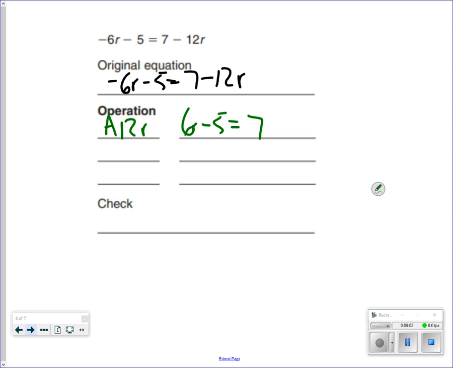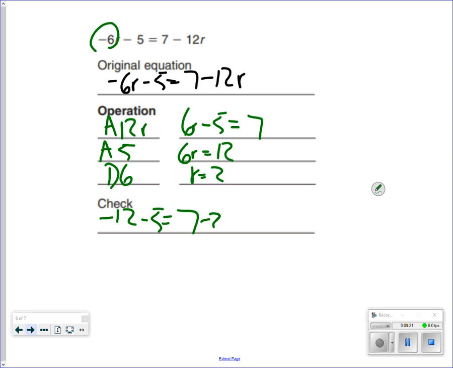The next thing I want to do is add 5 to that side. So I'm with 6r equals 12. And then I want to divide by 6. If I divide by 6, I'm going to end up with r equaling 2. Well, if r equals 2, solving this, I'm going to have a negative 12 minus a 5 equals 7 minus a 24. If I'm solving this, I'd have a negative 17 equals a negative 17.